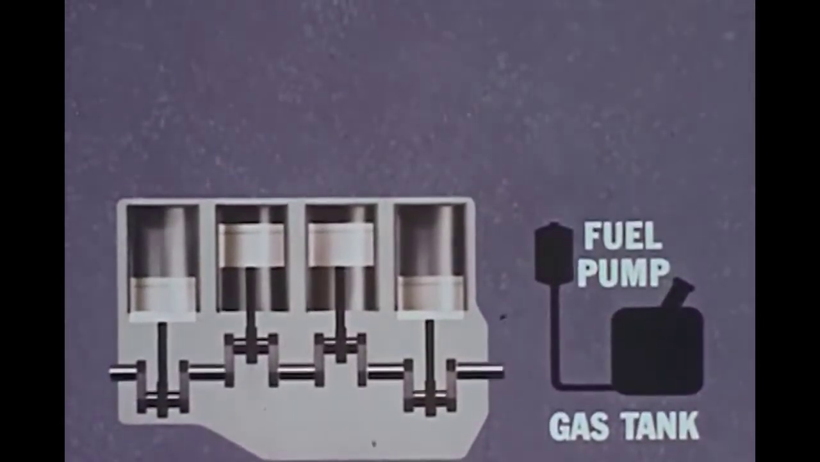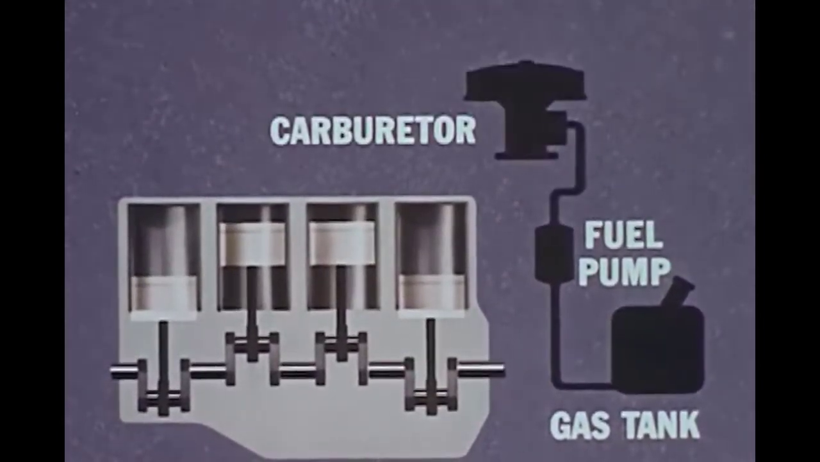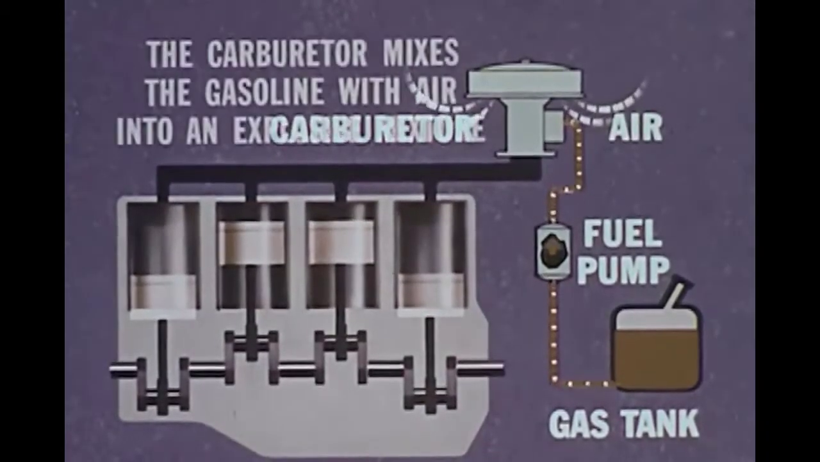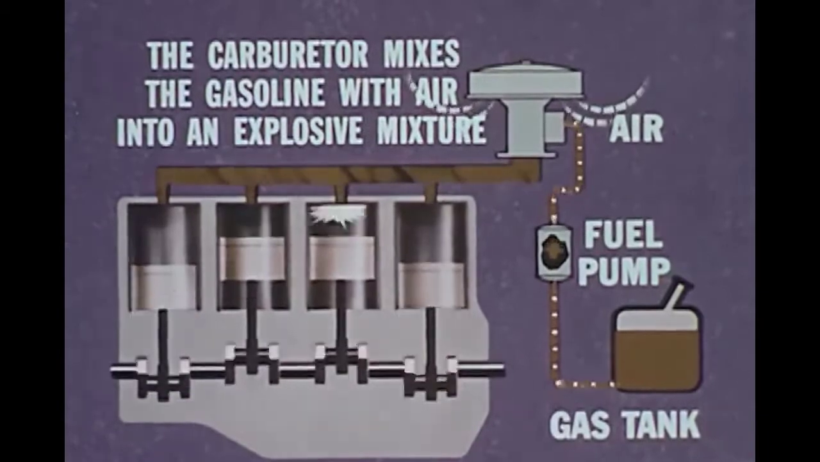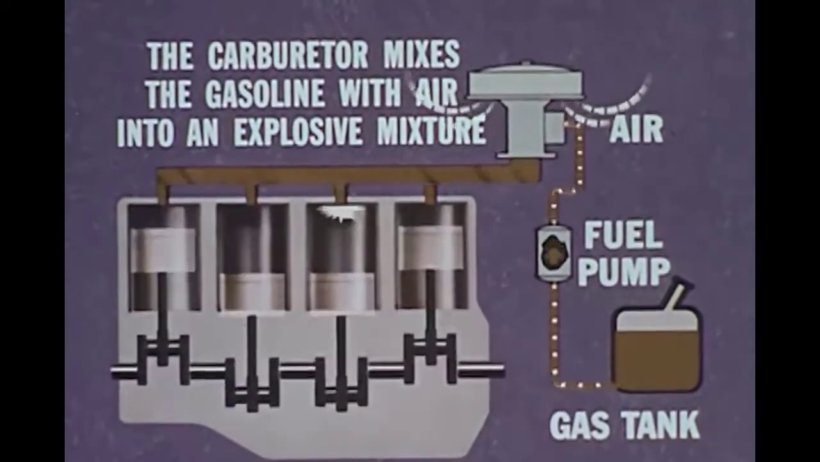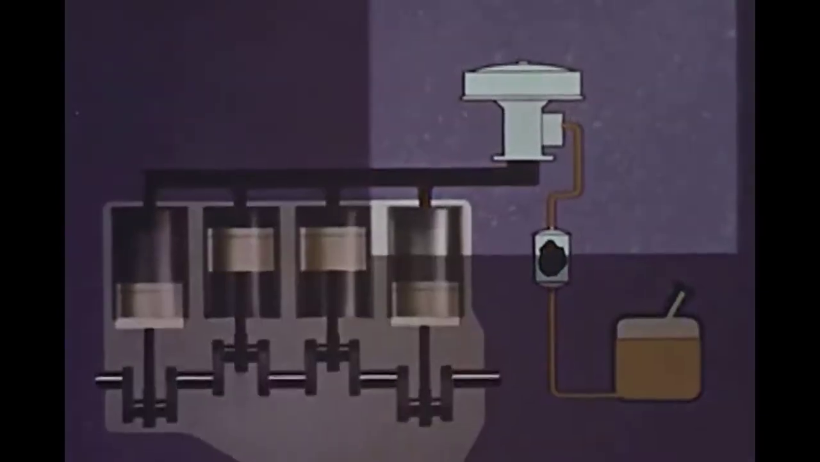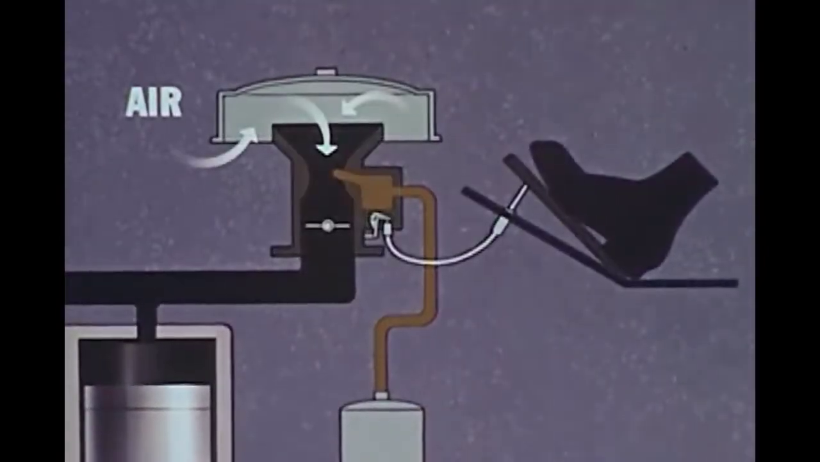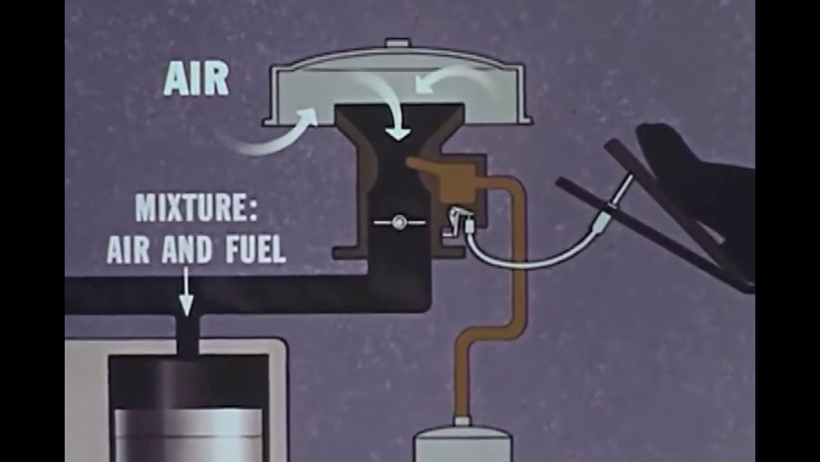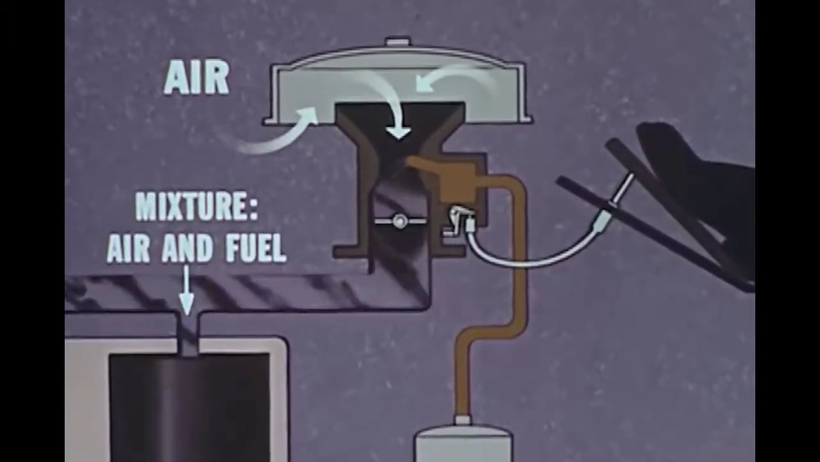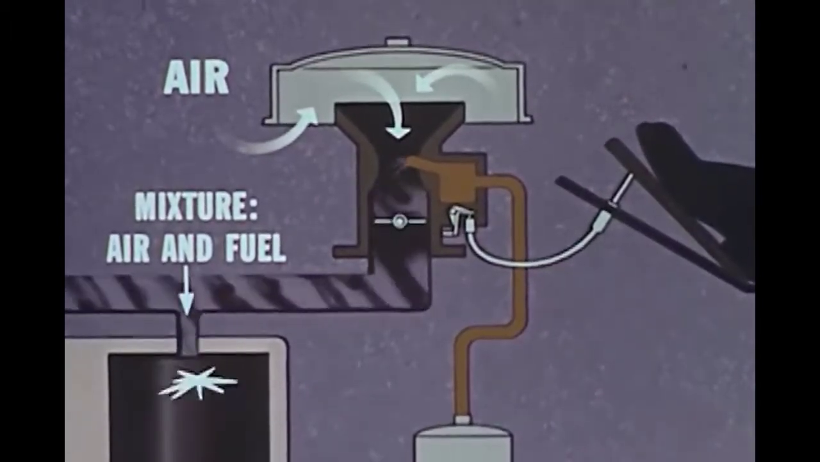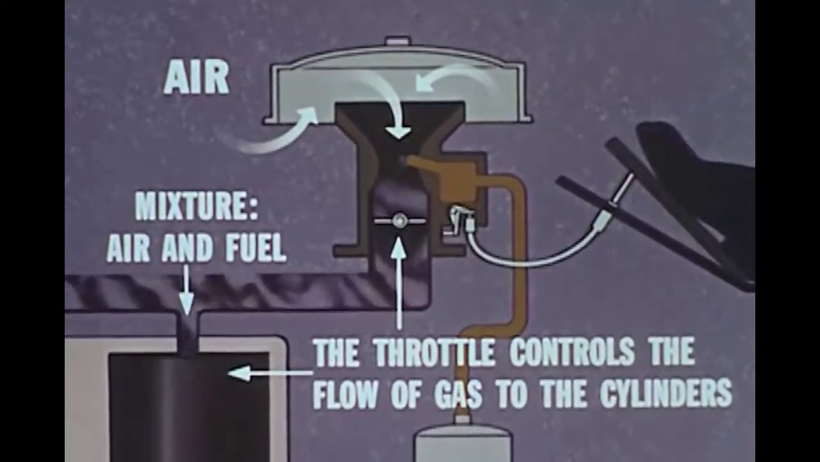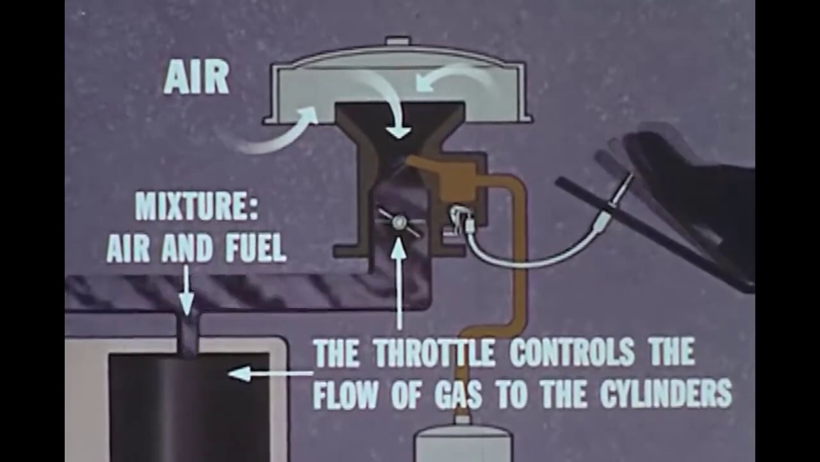Gasoline from the tank is pumped by the fuel pump to the engine's carburetor through the fuel lines. The carburetor mixes the gasoline with air to form the explosive mixture that drives the pistons. Here's a closer view of the carburetor. A linkage connects the accelerator pedal with a valve in the carburetor. Stepping on the gas opens this valve wider, increasing the gas flow and speeding up the engine. Easing off on the pedal reduces the flow and the engine slows down.